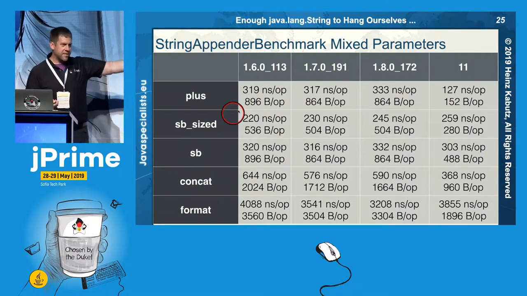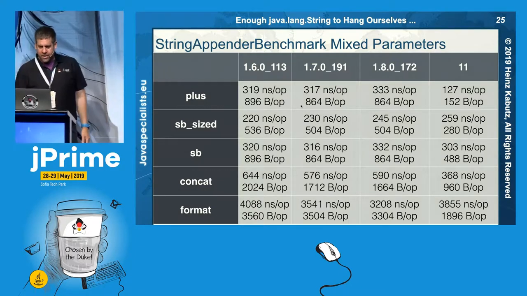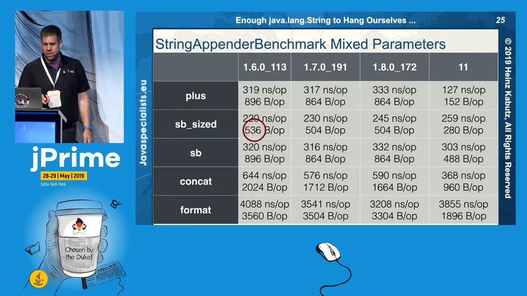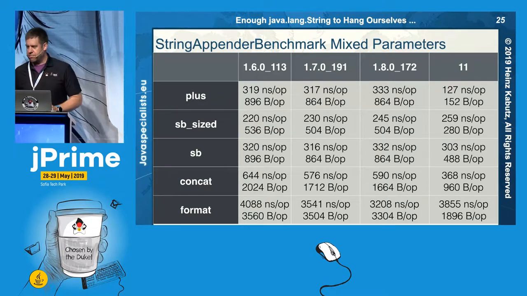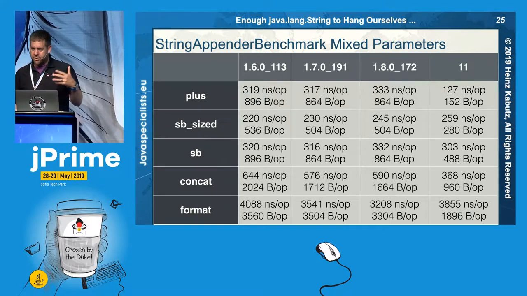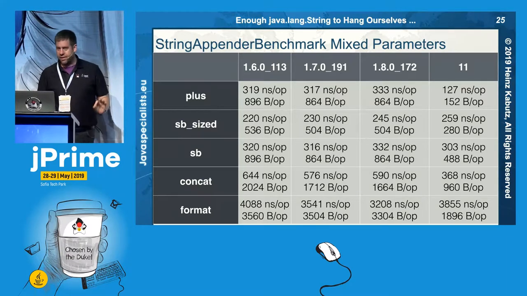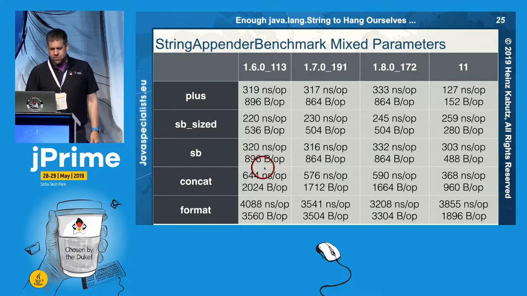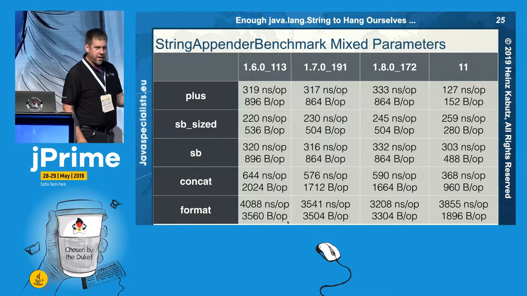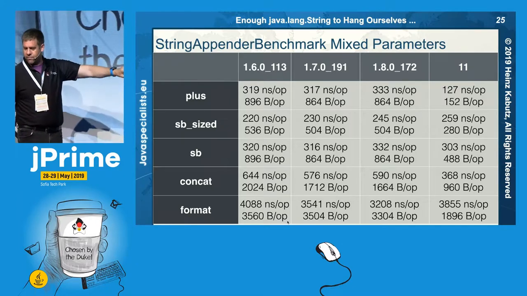But if you pre-size it, if you first figure out what the size is supposed to be, then the string builder sized used fewer bytes and was faster. So in Java 6, it actually made sense, if this was your bottleneck, to pre-size your string builder. It's like a 33% improvement in performance. That's not bad. If that's your bottleneck, 33% is quite substantial. Concat and format were much, much worse. But as I said, format in a future Java version is going to be the same speed as normal plus.